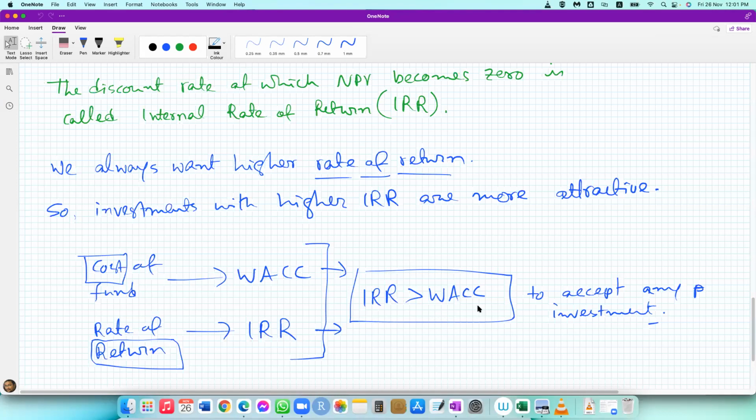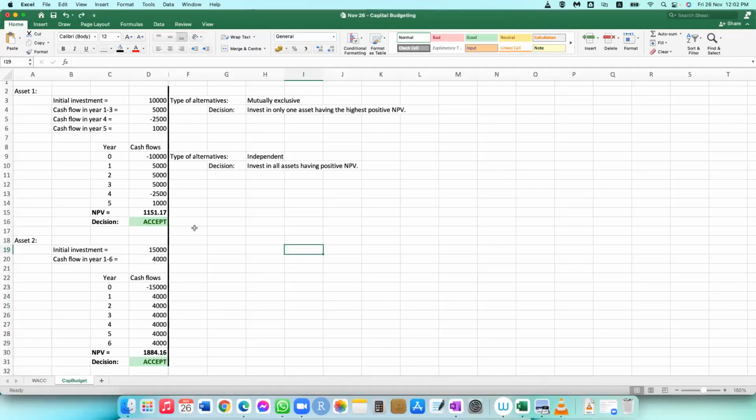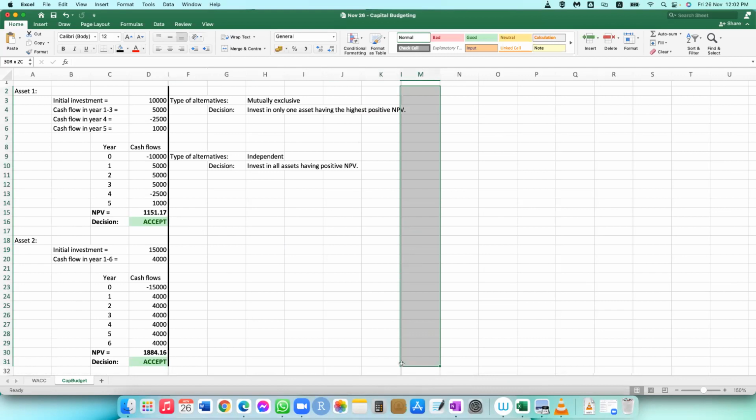Okay, you can see that the IRR must be greater than the weighted average cost of capital. So we are going to apply that for these two projects. Let me do it here. Is it okay if I do it here? Yes, sir. Just separating in my own way.